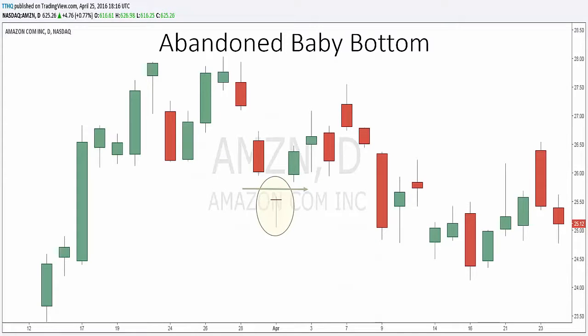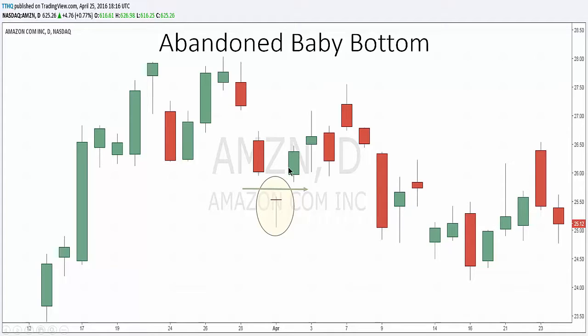This formation forms during a downtrend. The first thing that you'll see is a major gap down. That's what we have right here, this close and this open. Then you will have a doji formation, and the doji will look like a plus or a cross or an inverted cross. Then the following candlestick will gap in the opposite direction. In this case, we gapped down, and then we gapped back up.